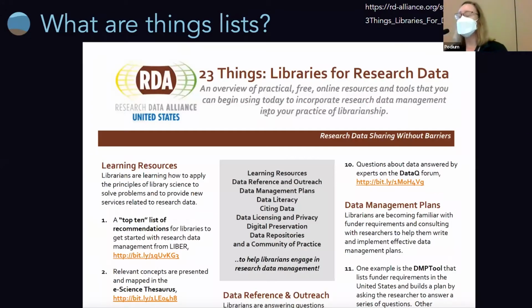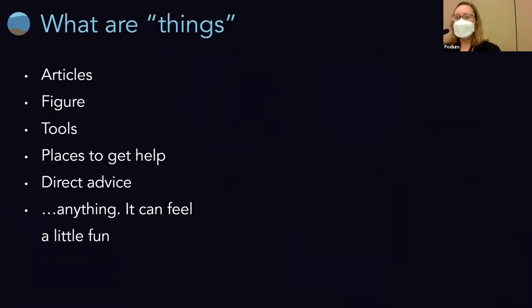All right, so what are these things lists? This is sort of a trend that's been coming out. This is one example, 23 things in library research data. And a thing can kind of be anything.